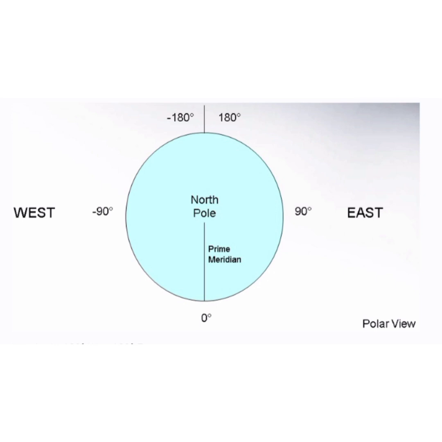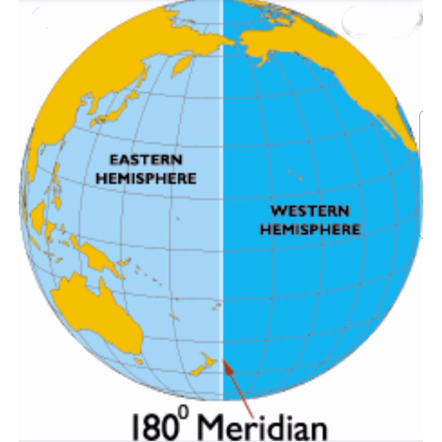So the prime meridian and the 180 meridian divide the earth again into two equal halves, that is the eastern hemisphere and the western hemisphere. Now the longitude of a place is followed by the letter E for east and W for west, like it was N for north and S for south. It is interesting that the 180 degree east and 180 degree west meridians are on the same line. That is one of the interesting facts.